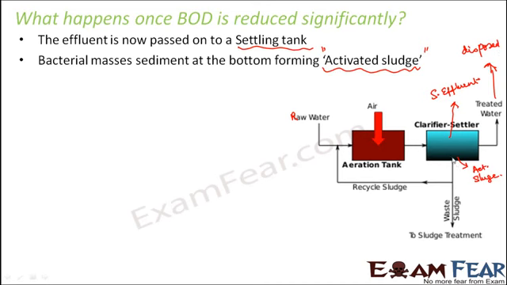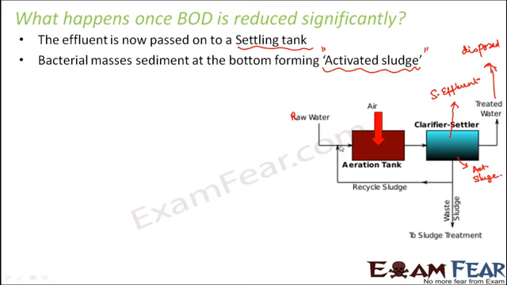And what happens to this? This is passed back to the same aeration tank where it can be used again, because this bacterial mass contains those aerobic organisms which can actually help in this process of decomposition which was taking place in the aeration tank. So for that purpose, this can be used back and recycled.